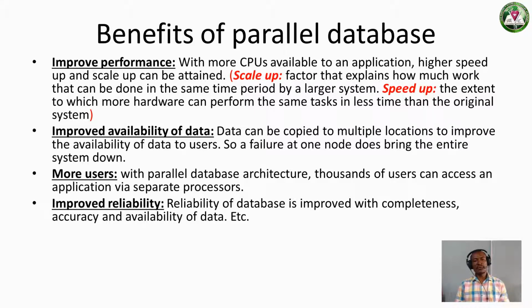The next one is improved reliability. Reliability of database is improved with completeness and accuracy and availability of data. Do you get that? All right. Improved reliability. When there is availability of data, when the users can have access to the application via separate processors, it will improve the reliability of the database.